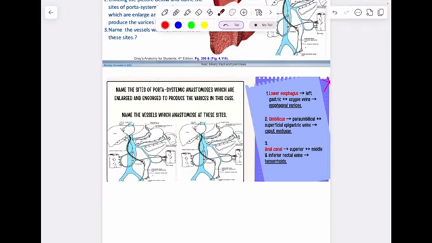As for the vessels that anastomose, we have three main important sites: the lower esophagus, the umbilicus, and the anal canal. At the lower esophagus, we have the left gastric and the azygos vein. Of course, left gastric is going to be portal and azygos is going to be systemic. And the clinical manifestation is going to be esophageal varices.